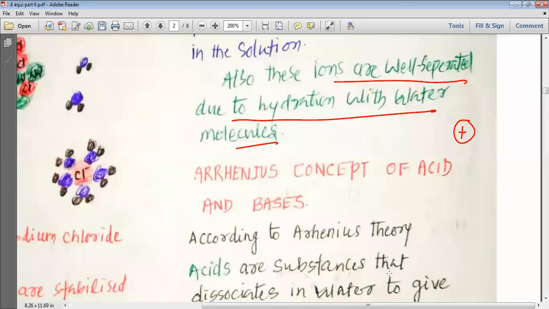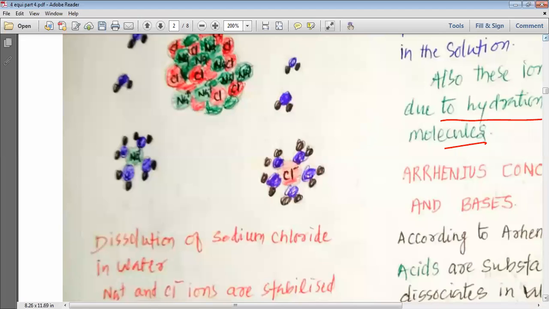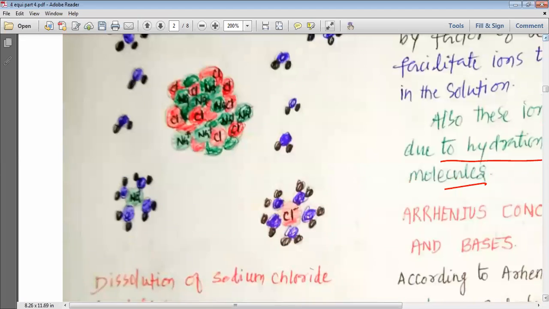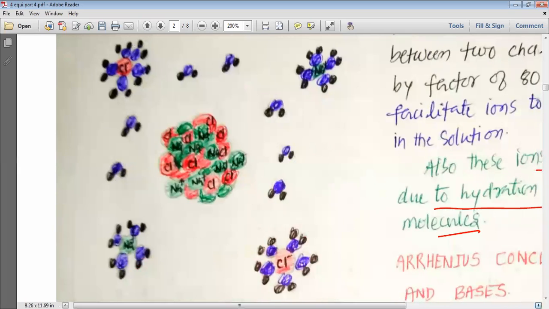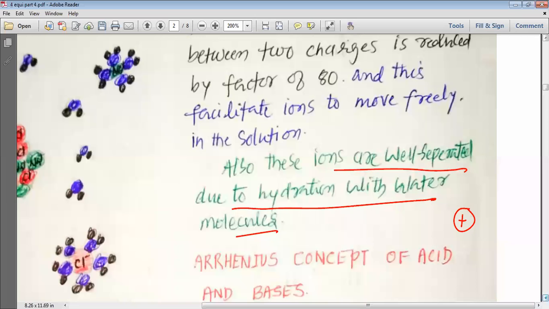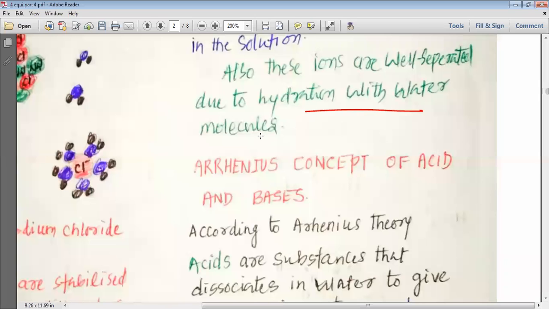You can see here that these ions are being surrounded with the water molecules once they come out from the crystal. This process is known as hydration, and due to hydration they can be easily stabilized in the solution. Also these ions remain well separated due to the hydration with the water molecules. This is how you understand.